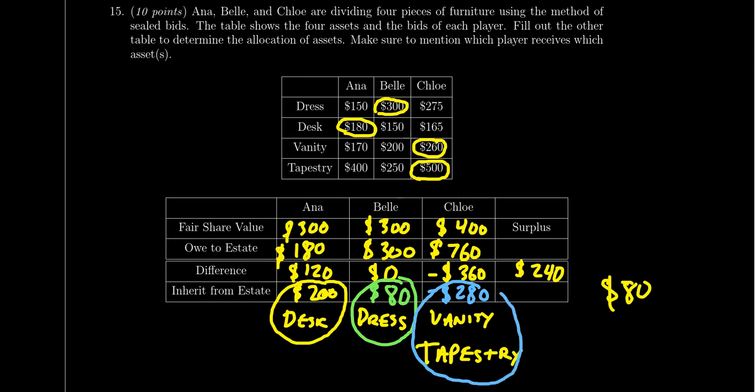And notice, of course, this is a negative there. So she pays to the estate $280. That $280 will be broken up into $80 for Anna and $80 for Belle, and so the sum of the last line should be zero. And that's how the four assets will be distributed amongst the three players, and the money they will also get, and everyone will get a fair share.